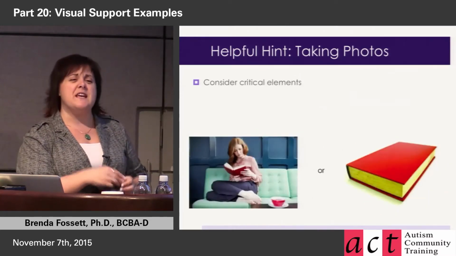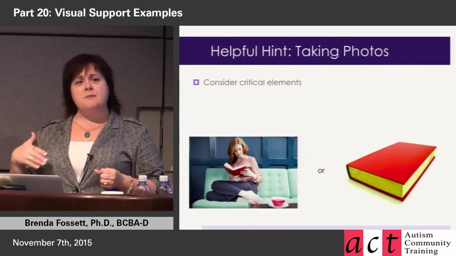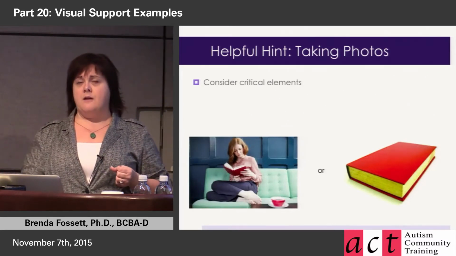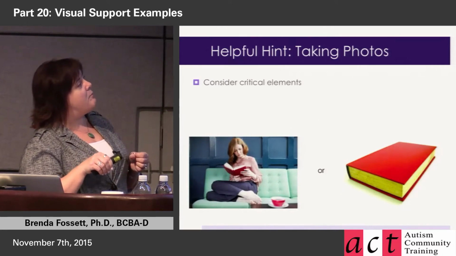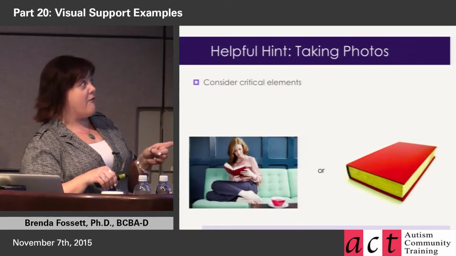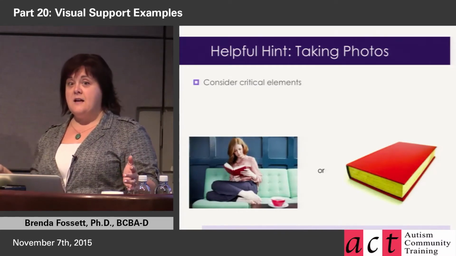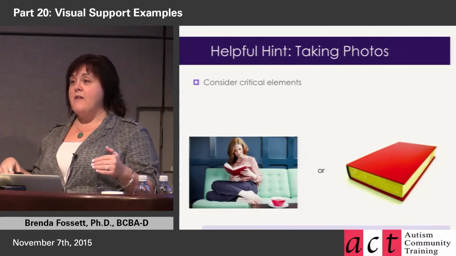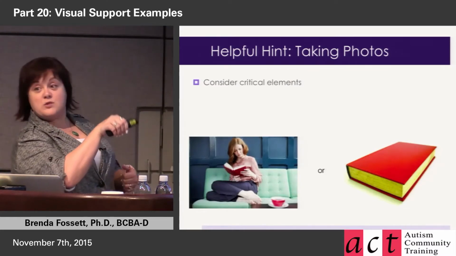When you're taking pictures, think about the critical elements of the picture. So if I'm looking to take a photo that's supposed to represent reading, well, if I look at this photo, I've got a woman on a couch with a book with some tea. She's barefoot. There are all kinds of things I could take out of this. Does this mean we're having tea? Does it mean I'm sitting on the couch this way?